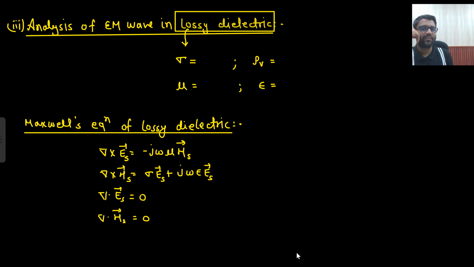Now in the next lecture, we are going to analyze the EM wave in a lossy dielectric. Now it is a lossy dielectric, that means sigma is not equal to 0, and rho v is 0. Always we will take a charge-free region.